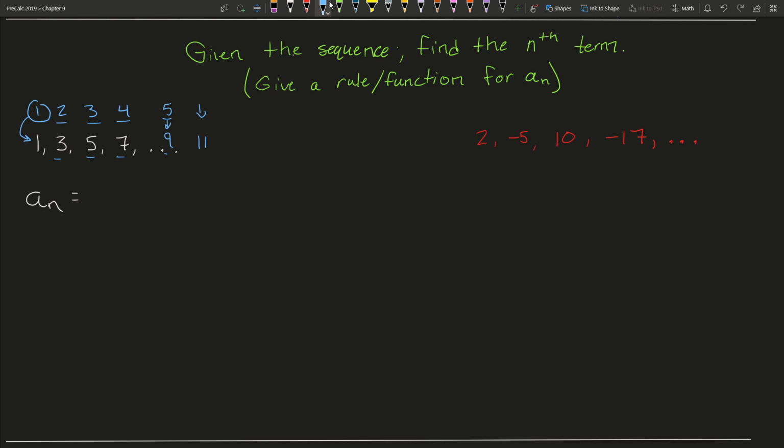And it remains pretty consistent that if you just double the number of the term, you almost get the term itself. Okay, but you actually have to subtract 1 in every case. All right, so the rule of this term, of the nth term, would be 2 times the number of the term, and then minus 1.